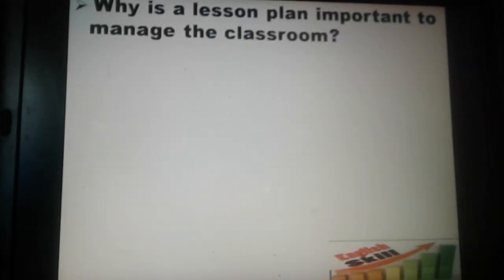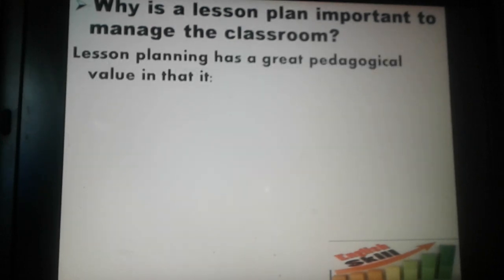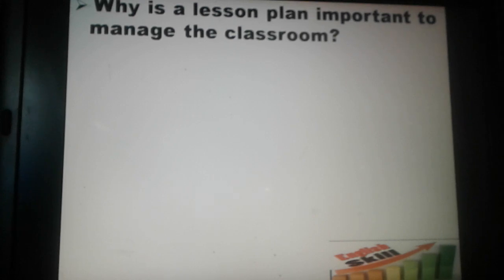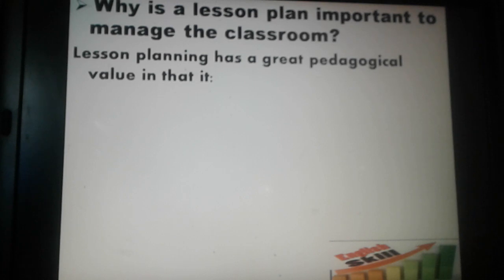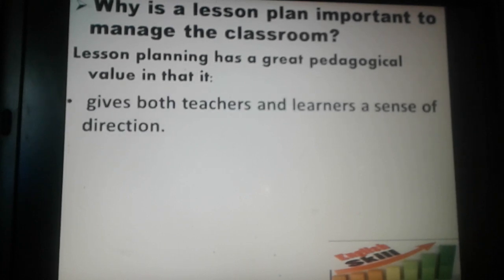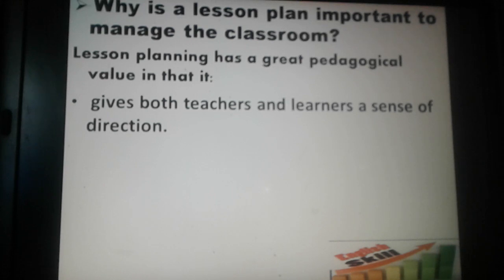Let's move now to why a lesson plan is important to manage the classroom. Before that, I can tell you that I gave a special lesson just to answer why a lesson plan is important. If you want, you can check out my previous lesson to get the answer to this question. Here I will just give you quick ideas about the importance of lesson plan in classroom management. Lesson planning has a great pedagogical value in that it gives both teachers and learners a sense of direction.